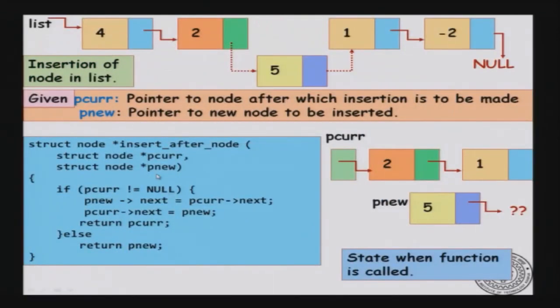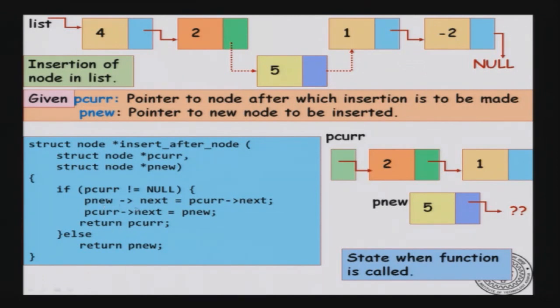So, what we do is, we want to insert after a node. P current is the node after which we have to insert, and P new is pointing to the new node that we have to insert. If P current is null, then essentially the list is basically P new. This is the case that we have seen before. If P current is not null, that means the list is not empty.